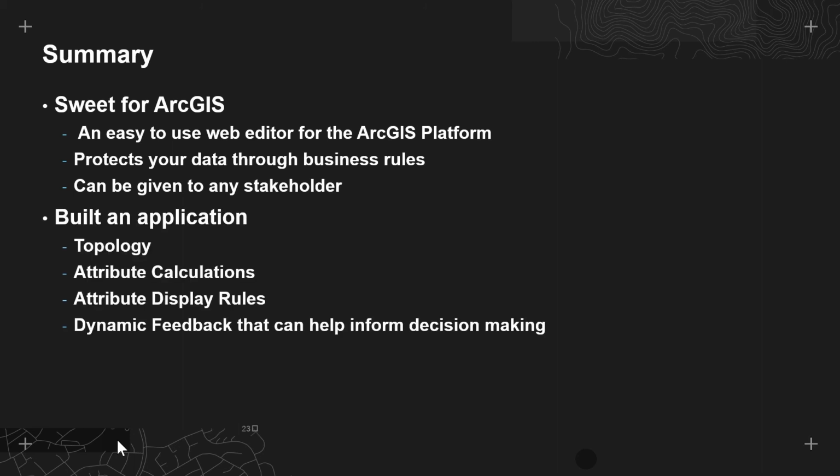Within 15 minutes, we managed to build an application which has topology rules between each feature, but also between layers. We put in some attribute calculations, a number of schools field which is hiding based on the input of another field. And we've also got dynamic feedback that helps inform decision making. So it means that we can automatically see whether or not our development site would comply and whether or not we would be able to get planning permission.